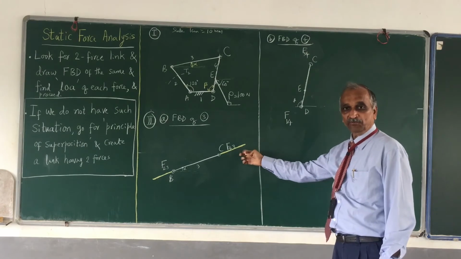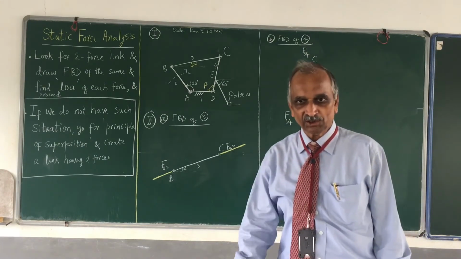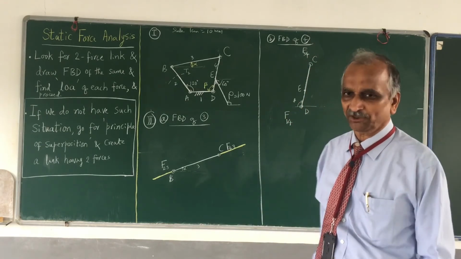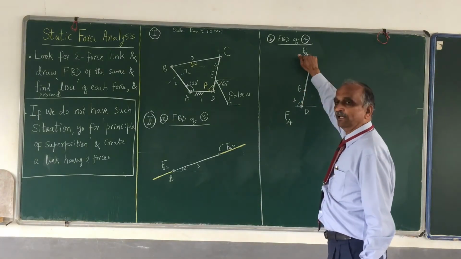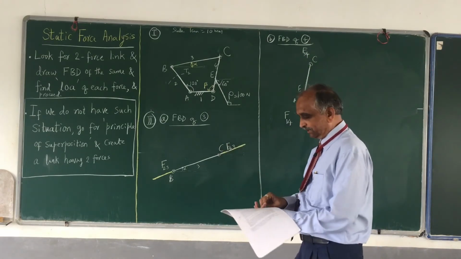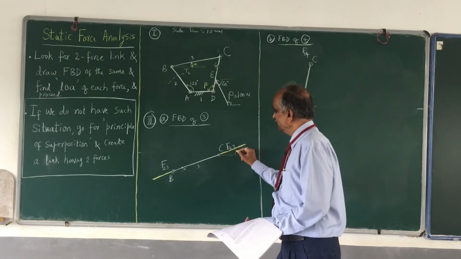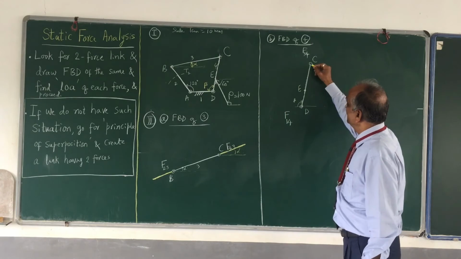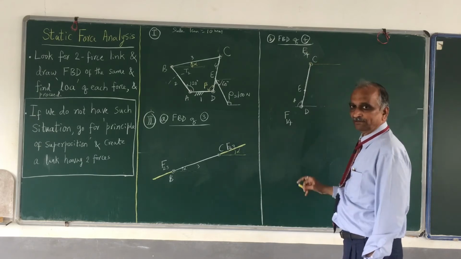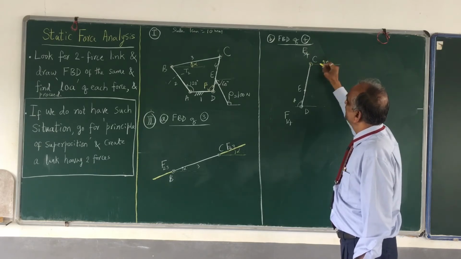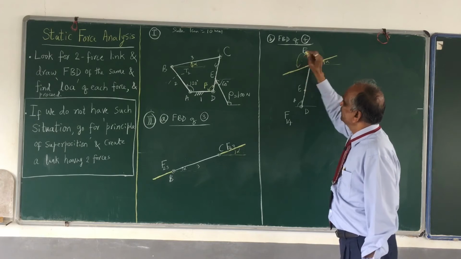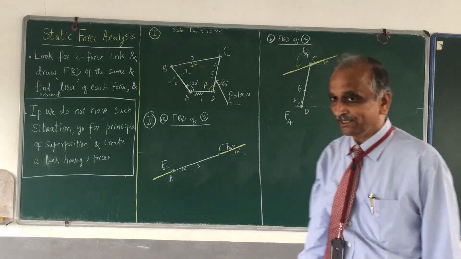Please go back and see here. F43 is known, and therefore F34 also is known. Not magnitude, not direction, but the line of action. The line of action of F43 and F34 are one and the same. Therefore, draw a line parallel to this. If I draw a horizontal line here, this angle is also alpha. So to represent the line of action of F34, draw a horizontal line here, measure an angle alpha and draw a line. This is the line of action of F34. Only the line of action, I don't know the direction.